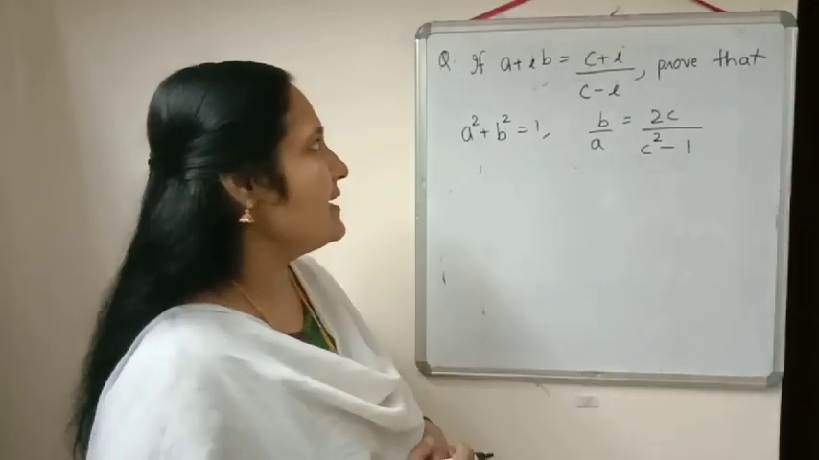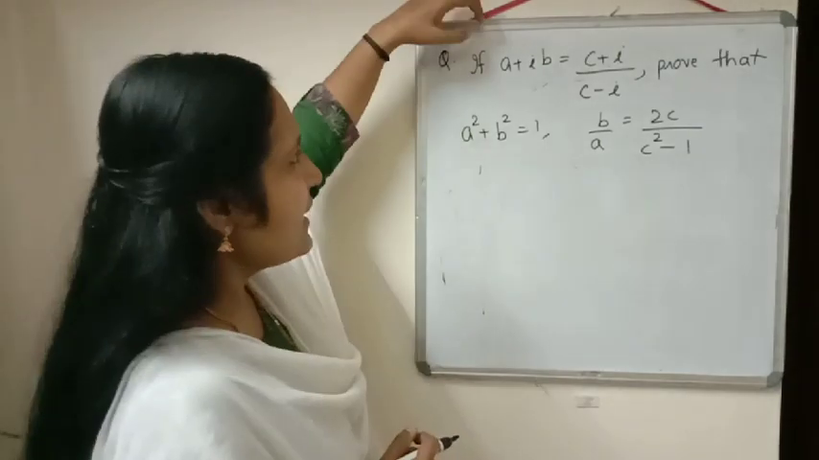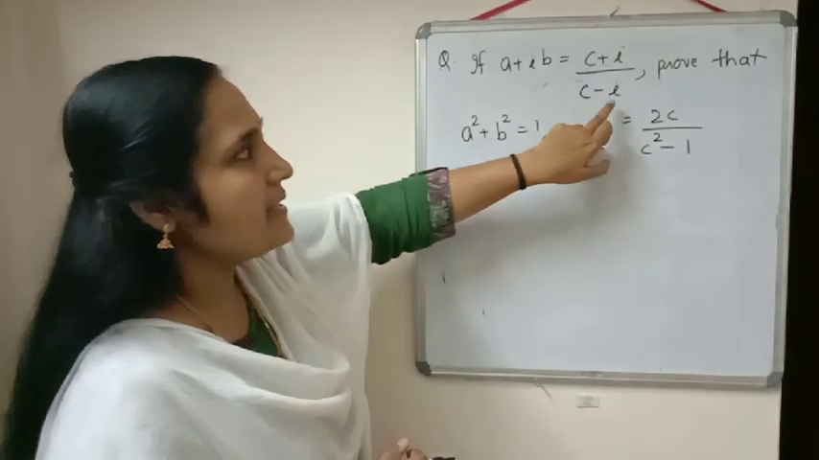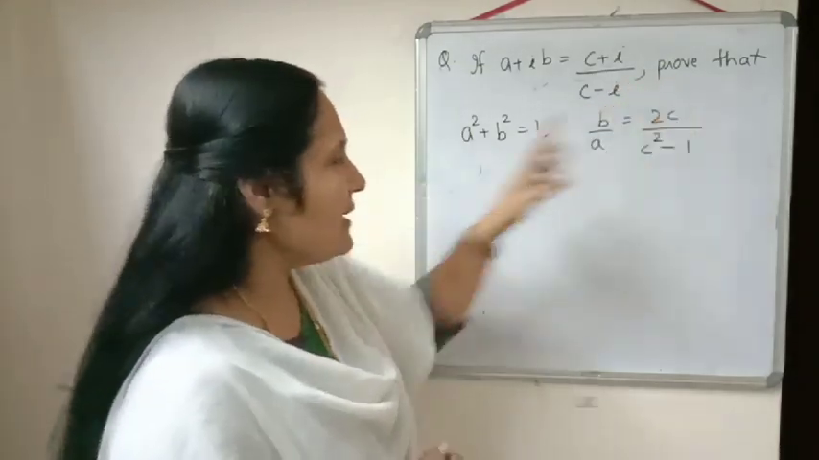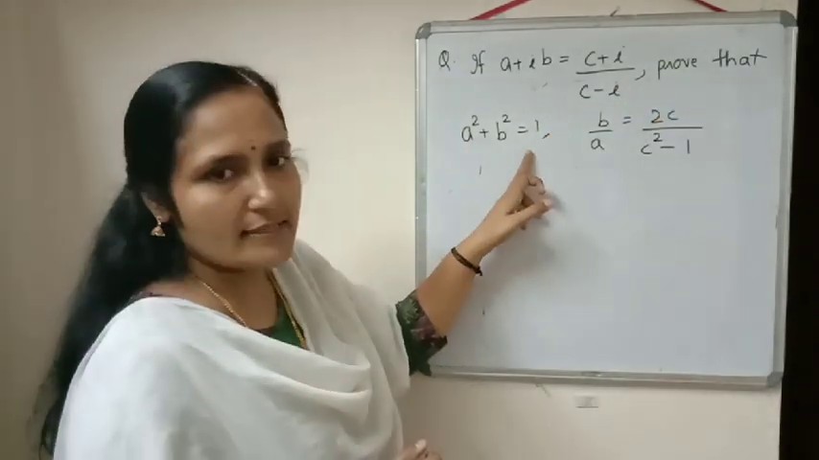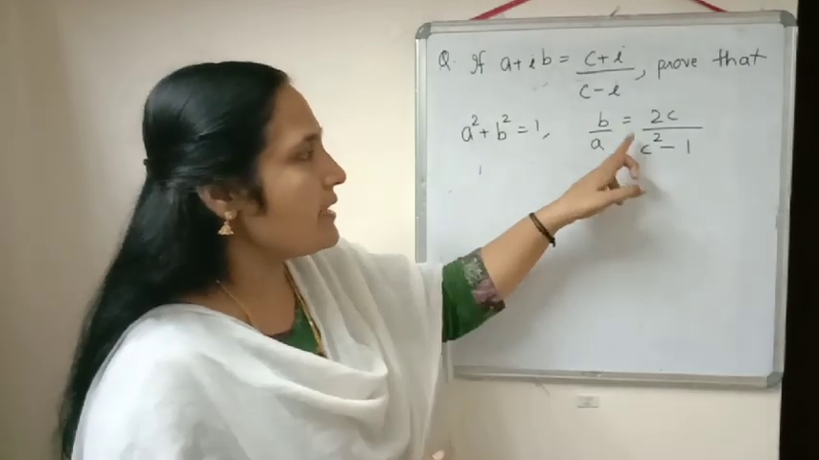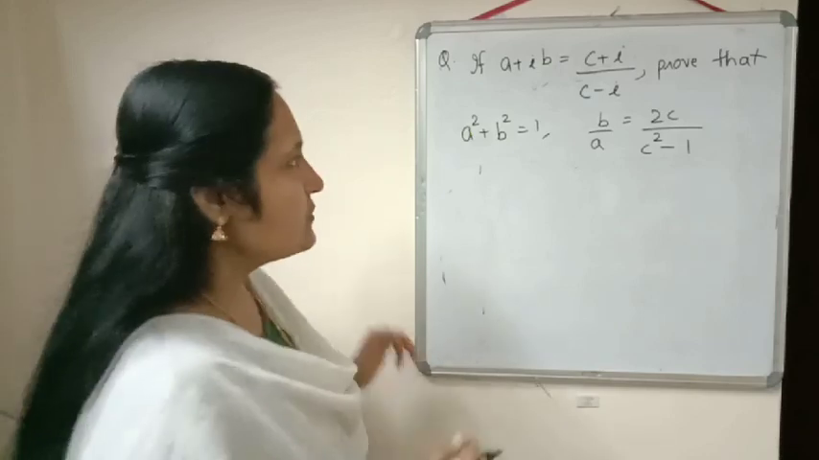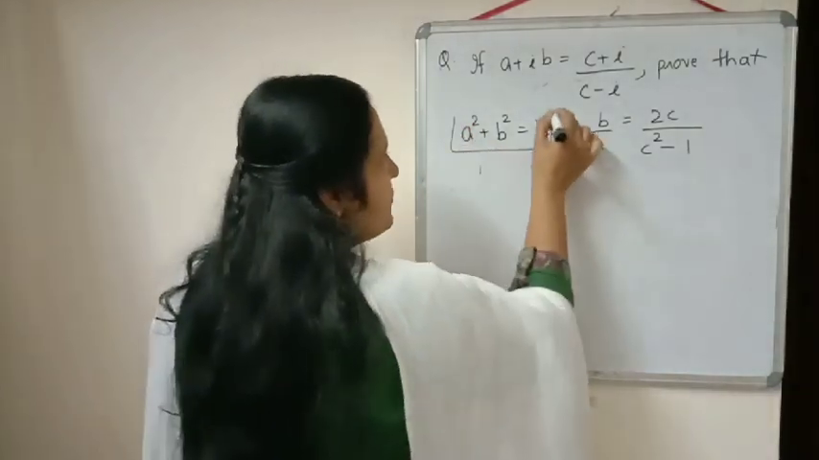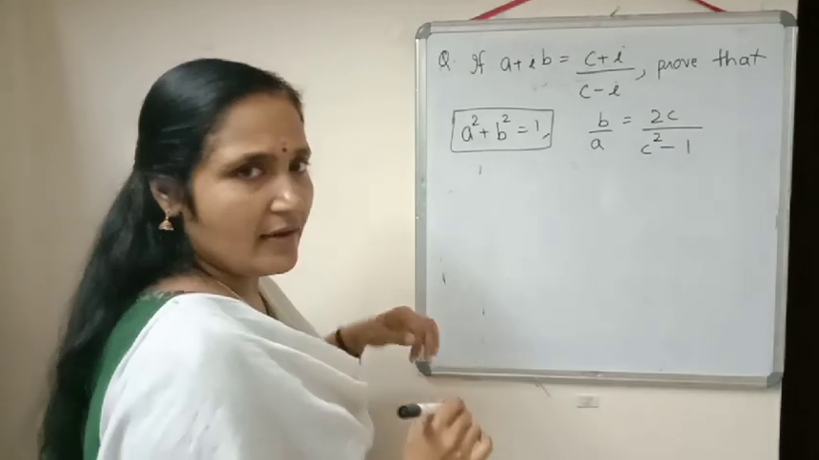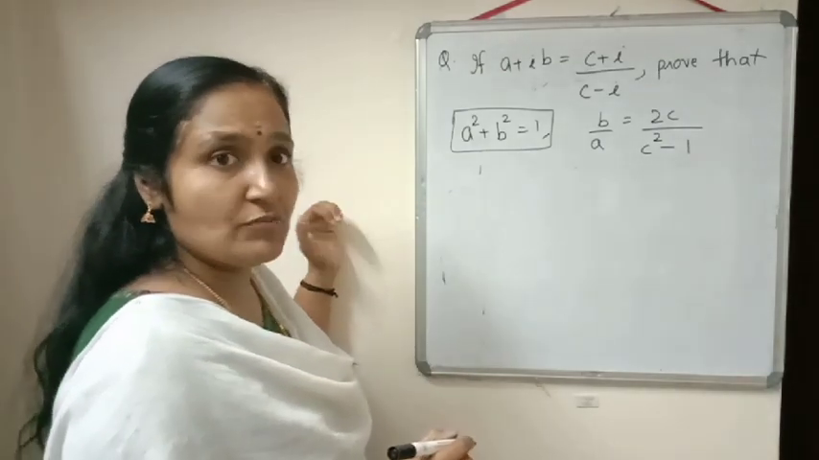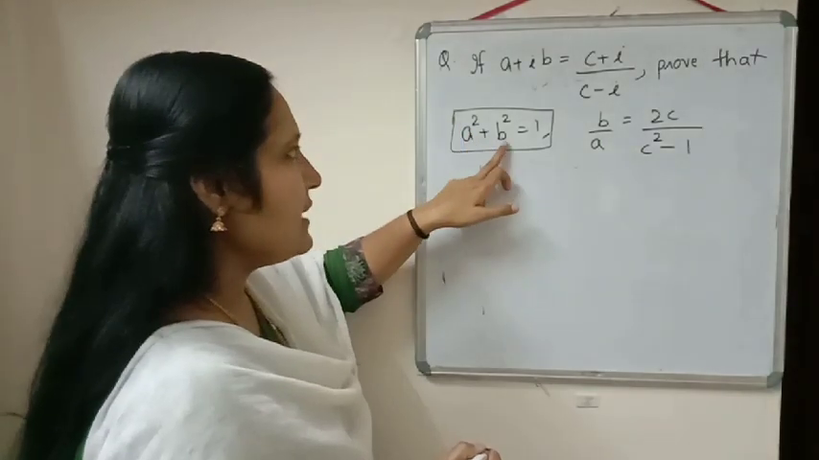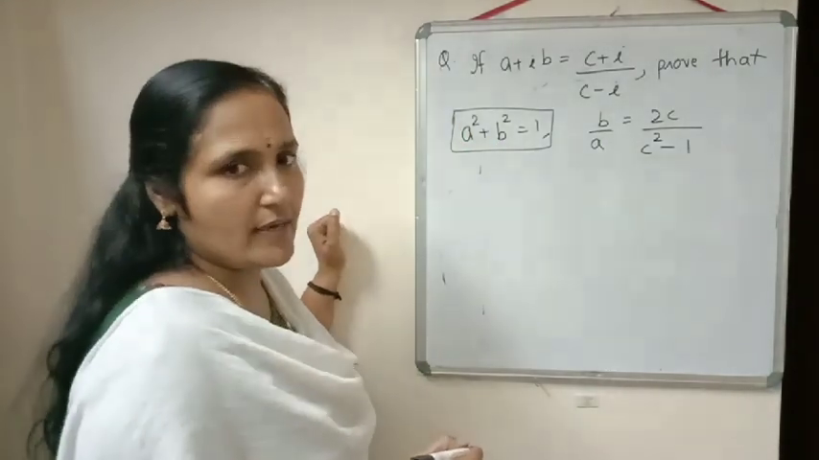Now all of you check the next question. Here it is given: if a plus ib is equal to c plus i by c minus i, prove that a square plus b square is equal to 1 and b by a is equal to 2c by c square minus 1. So to prove the first one, two methods are there. So I will explain both the methods. Whichever is easy for you, you can use. And now here you can check, we have a square plus b square.